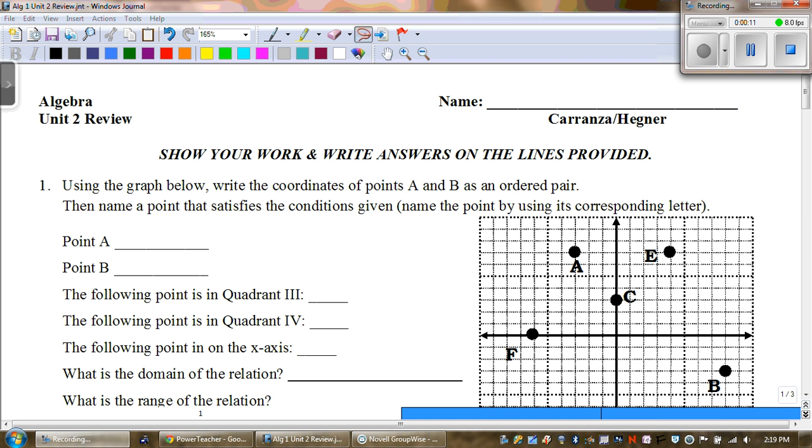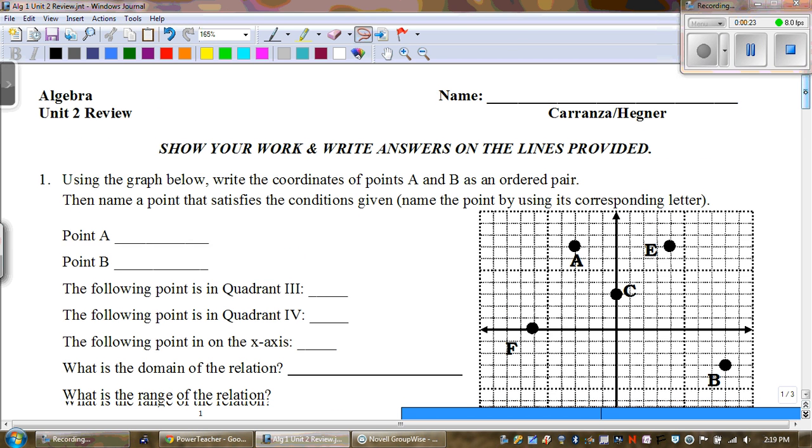Remember to show all your work, write answers on the lines provided. Alright, number 1 says using the graph below, write the coordinates of points A and B as an ordered pair. Then, name a point that satisfies the condition given. Name the point by using its corresponding letter.